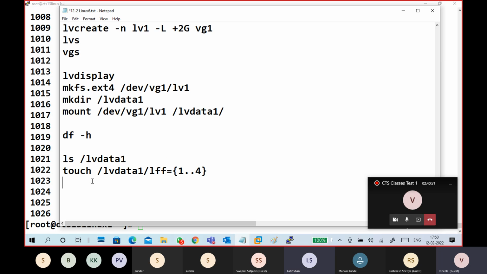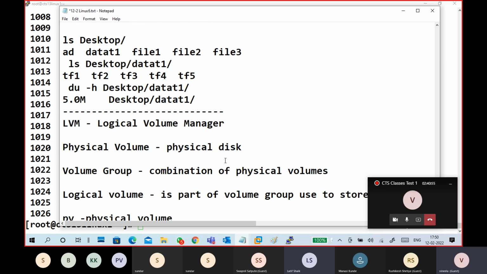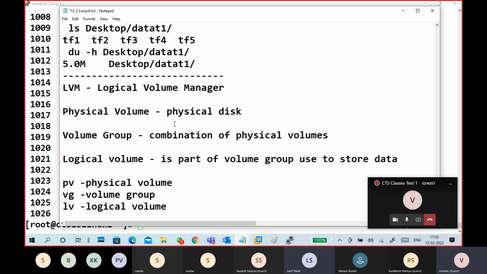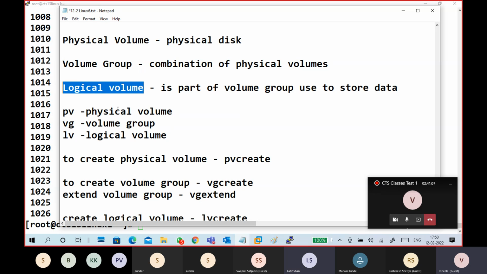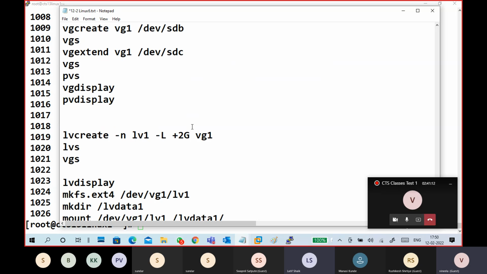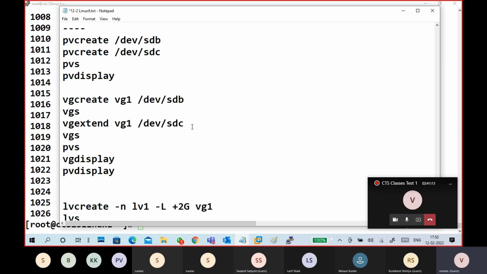So this is your logical volume manager. Logical volume manager is used to combine the physical volumes together. A single physical disk we call a physical volume. The group of physical disks is a volume group. Part of the group of volumes is logical volumes. You can create a number of volume groups also.